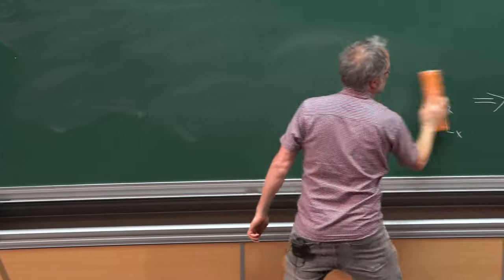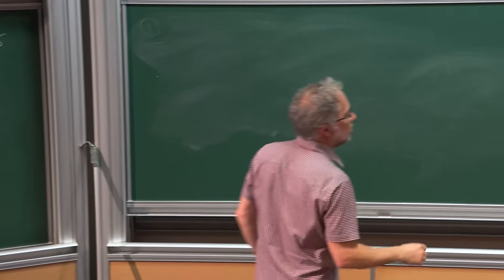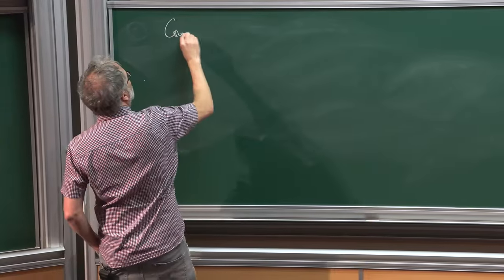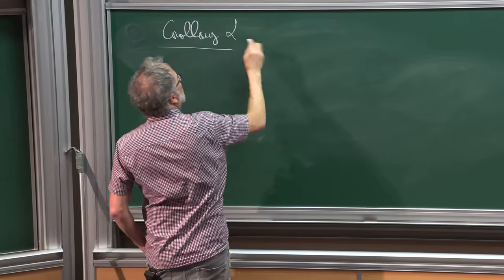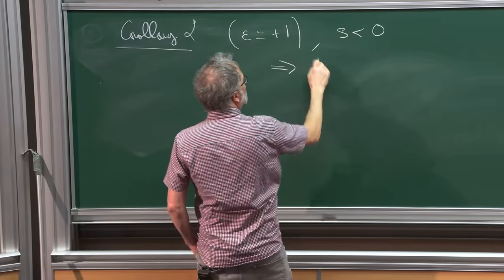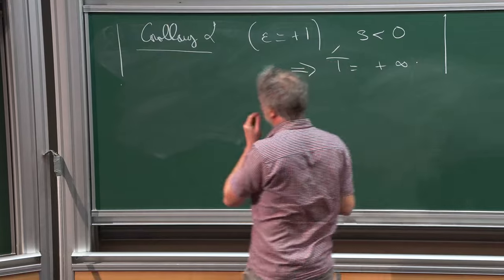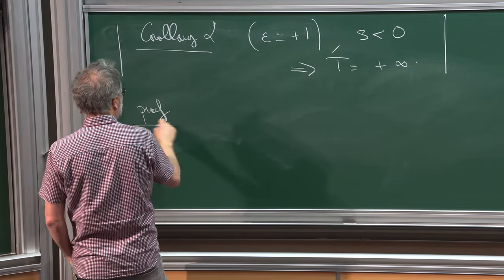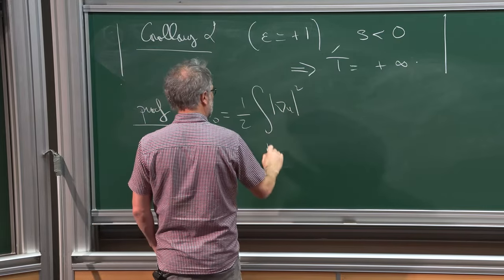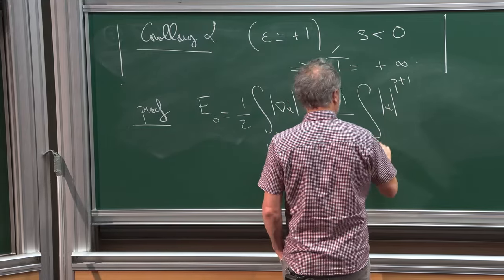And the second corollary. So this was corollary one. Let me give corollary two. Corollary two. So if epsilon is plus one, so I am in the focusing case, and S is negative, then again the lifetime is plus infinity. Okay, and the proof is again the same. The only difference is, all you need to say is that the energy which is conserved is half gradient squared. But now you have a minus sign. And you have an RD.